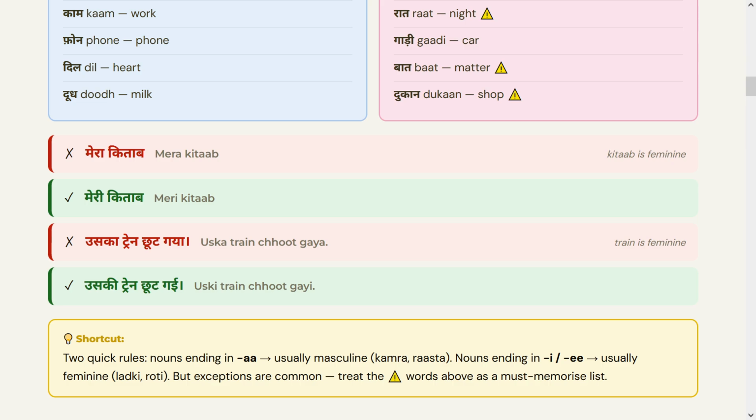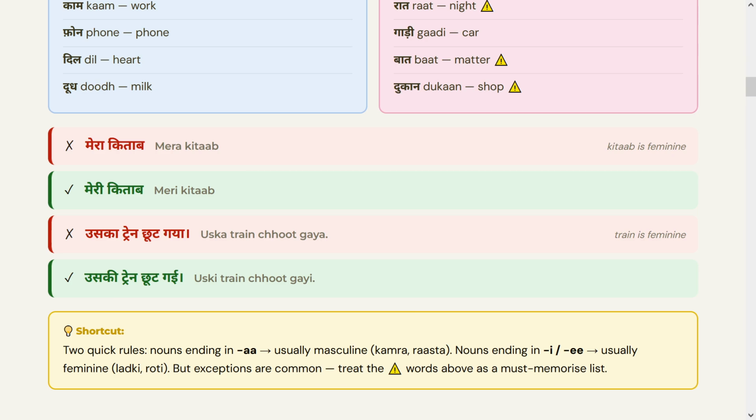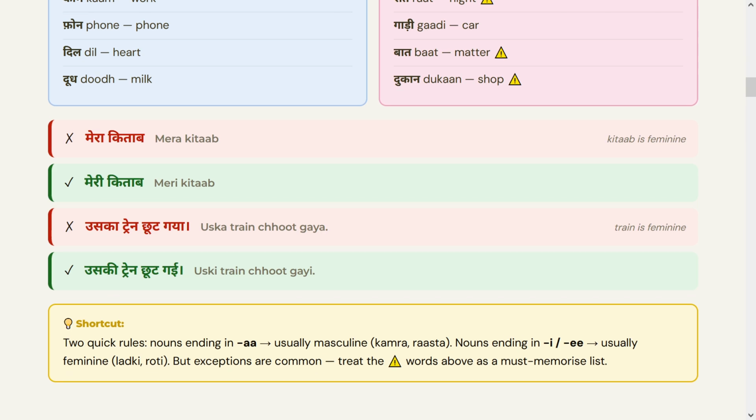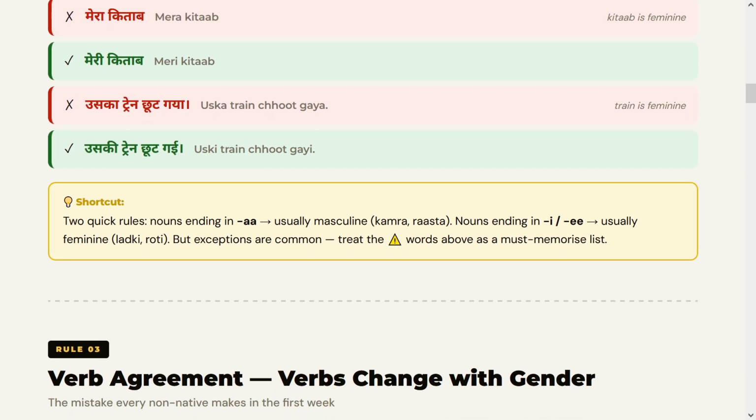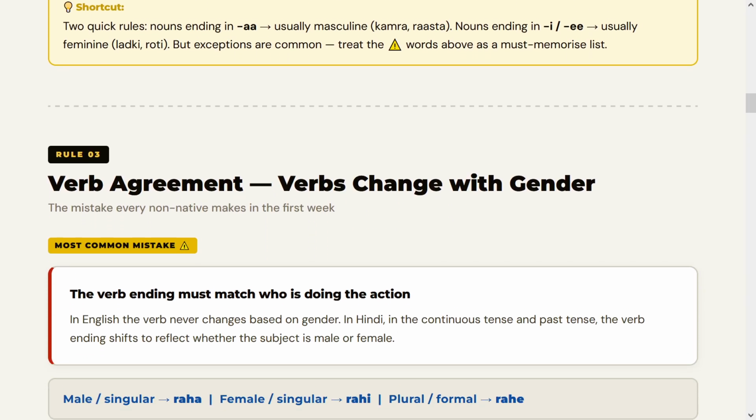I have discussed this exception in a dedicated video where I have talked about 200 words with their gender. You will find the link in the description. The traps on screen, those are your priority list. Kitab, train, raat, dukan, bath, feminine. Learn those 5 this week. Next we will go to the third rule, which is verb agreement.